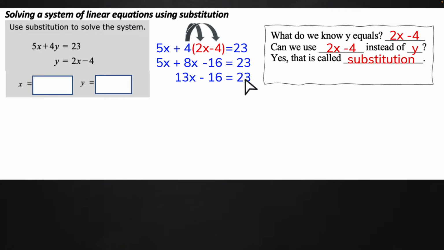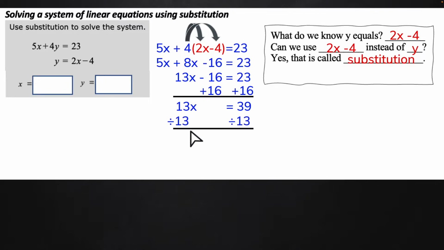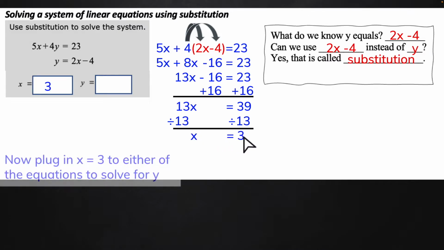Those didn't change. Now I can start solving for x. So I'm going to take what's being added and subtracted on the same side as the variable, and I'm going to move this over. I'm going to undo this action. So I'm going to add 16 to both sides. 13x is going to drop down here. 16 minus 16 cancels. 23 plus 16 is 39. And then to undo the multiplication, I'm going to divide both sides by 13. So 13 divided by 13 is 1. So that's why we just have x. We don't have to put the 1 in front. And that equals 3, because 39 divided by 13 equals 3.